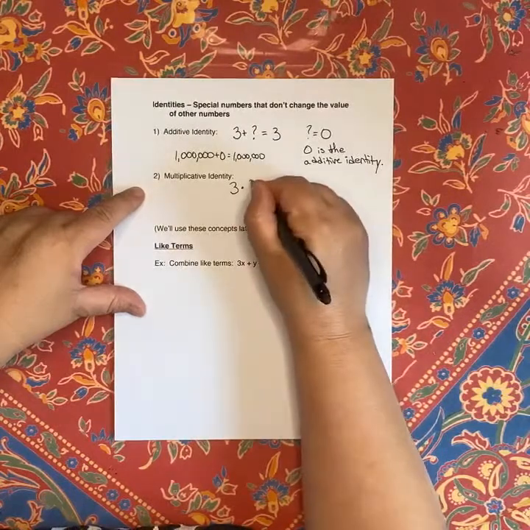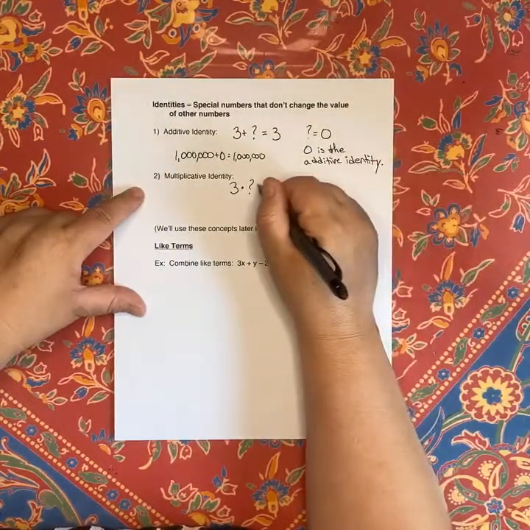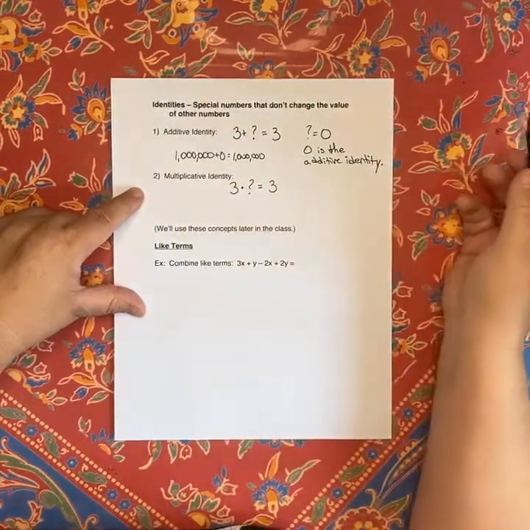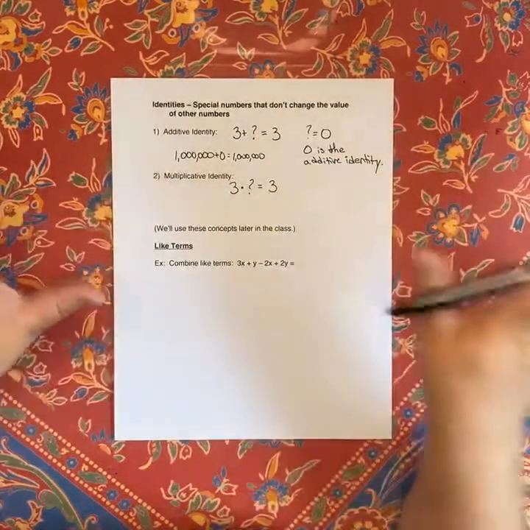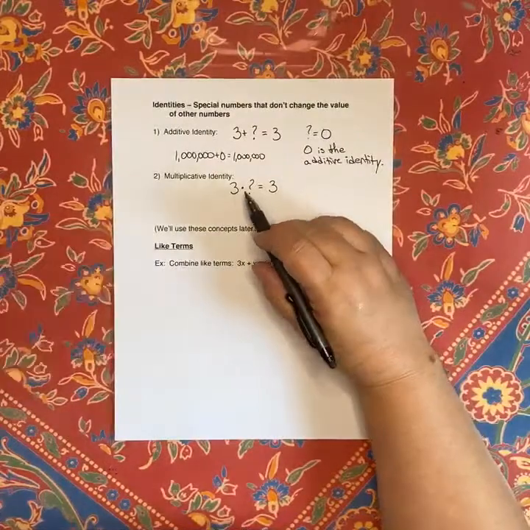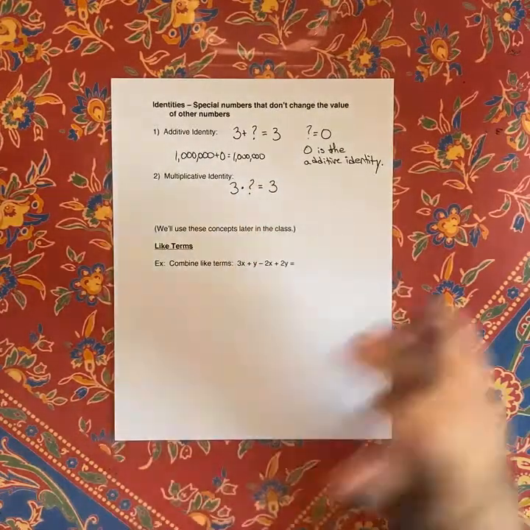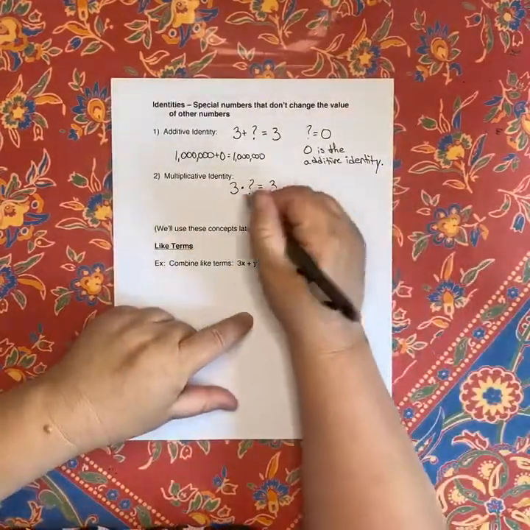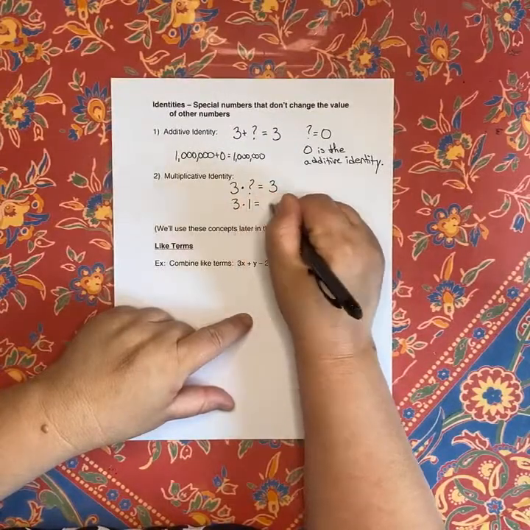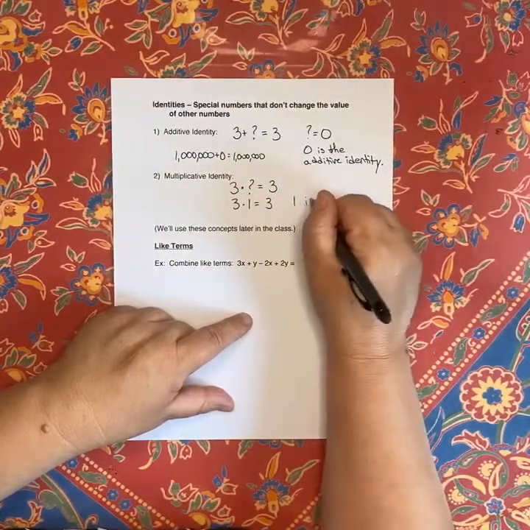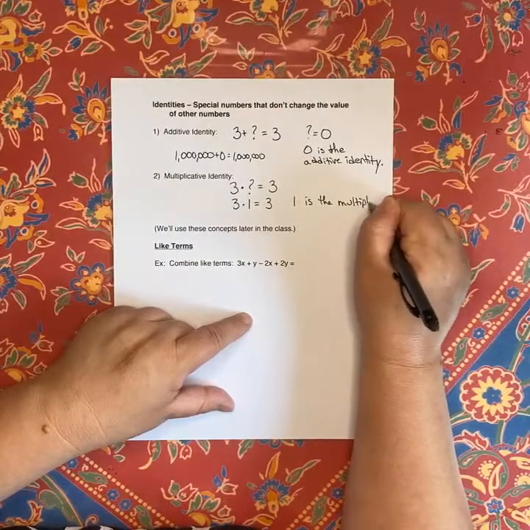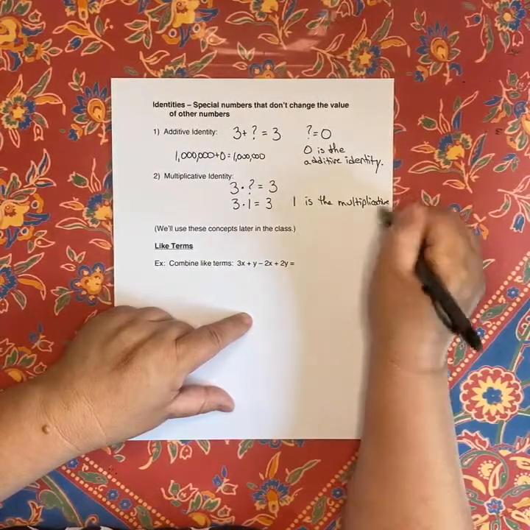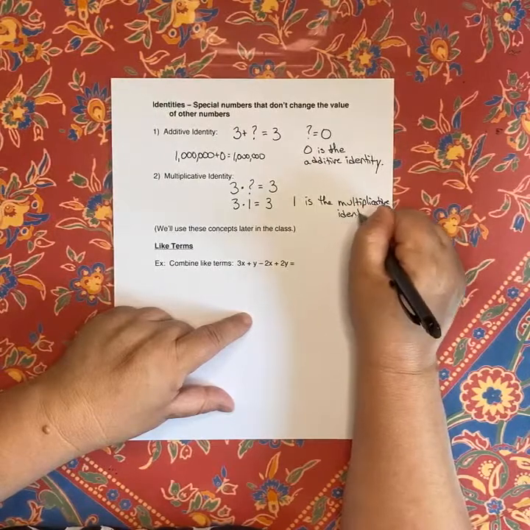So the multiplicative identity, there we go. 3 times a mystery number gives me 3. So is it 0? And the answer is no, because 3 times 0 would be 0. That's not going to work. I want a number that leaves 3 unchanged. You're right. 3 times 1 is 3. So 1 is the multiplicative identity.